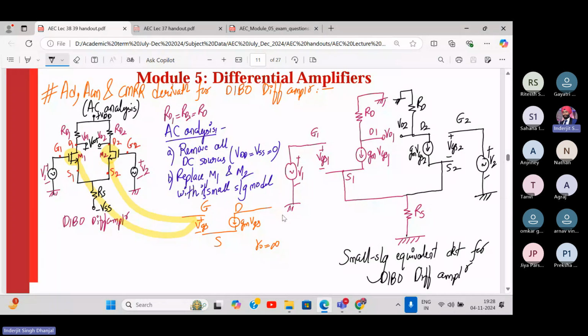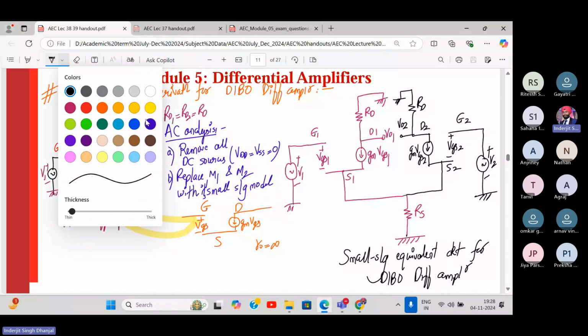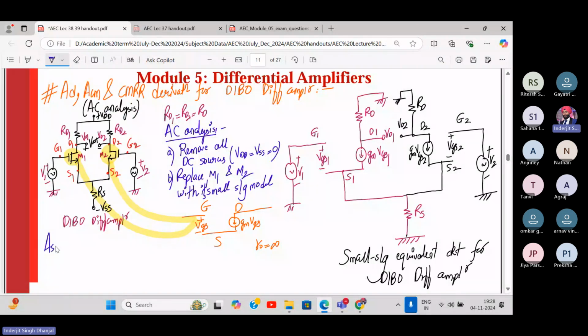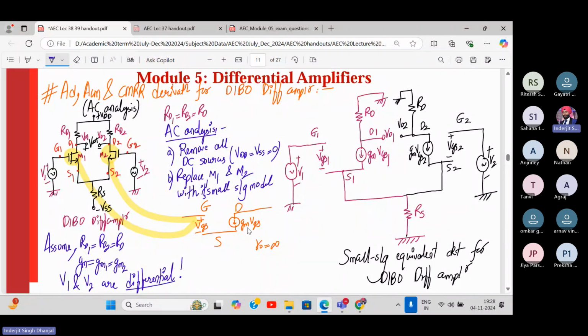So we have the following assumptions also. Let me write it down. RD1 is equal to RD2 is equal to RD, and both the transistors are matched, so GM is equal to GM1 is equal to GM2. And V1 and V2 are differential. That's what we are analyzing for. Differential means they are different, either in magnitude or in phase.